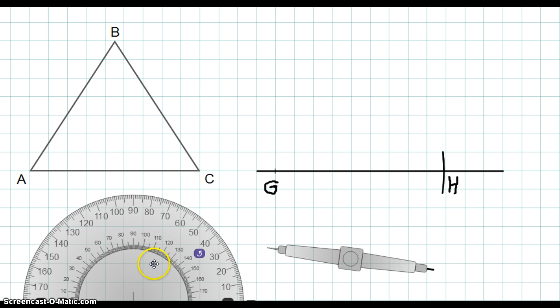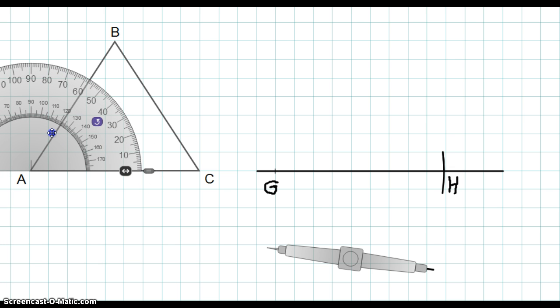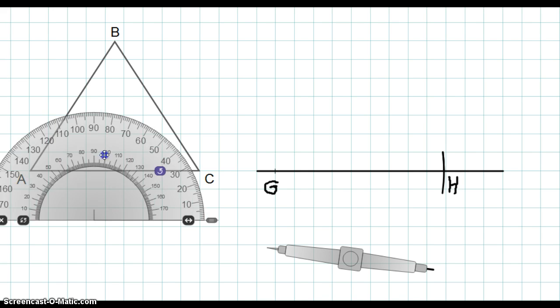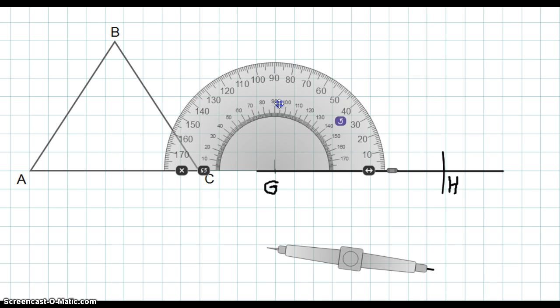I might choose angle A. So I'm going to set my protractor here. And it looks like angle A is about 58 degrees. 58 degrees is the measurement of angle A. 58 degrees. So I'm going to bring my protractor over here.